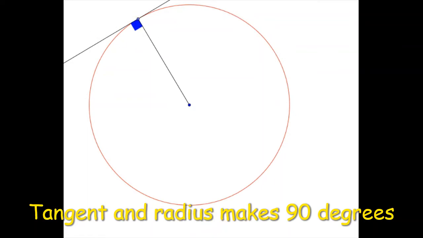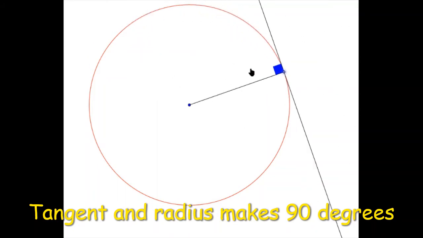The tangent and radius make 90 degrees. So that corner there is 90 degrees. And same on the other side. That's 90 degrees as well, no matter where I take it.